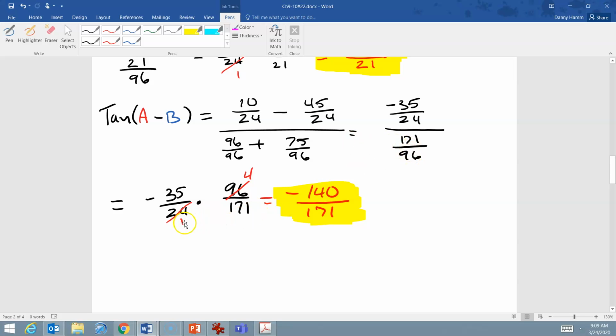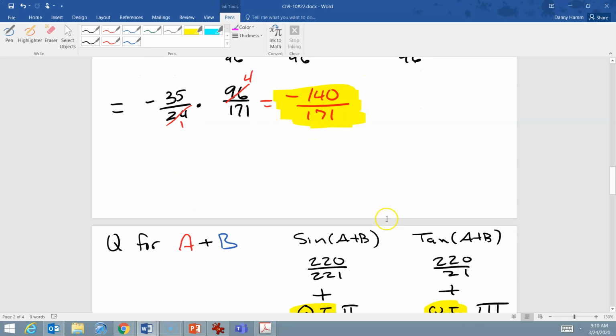And when I'm dividing by a fraction, I multiply by its reciprocal. And so in doing so, I also can reduce 24 and 96. It goes into it 4 times. 4 times negative 35 is negative 140. 1 times 171 is 171 for our final answer.